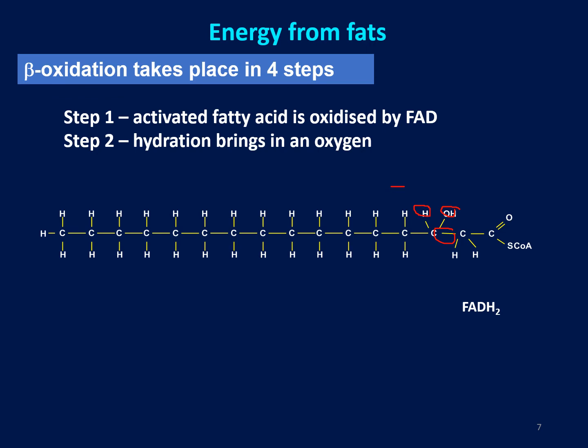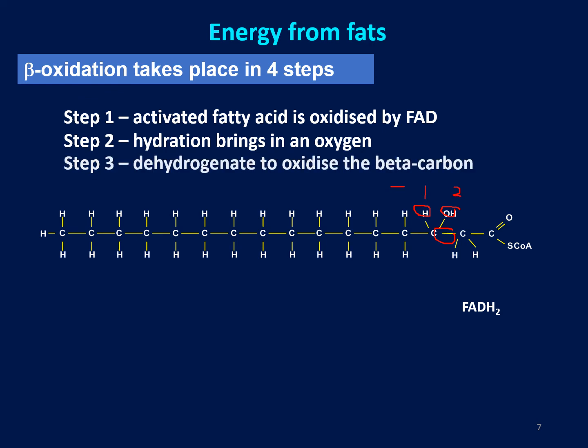While in step 3, you'll have the oxidation step to remove 2 hydrogen atoms from this carbon. This oxidation step is performed by NAD, and upon the receival of the 2 hydrogen atoms, it will become NADH, which then again can be used in the electron transport chain for ATP production.